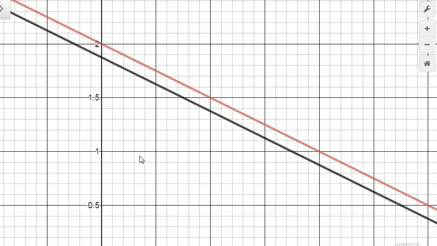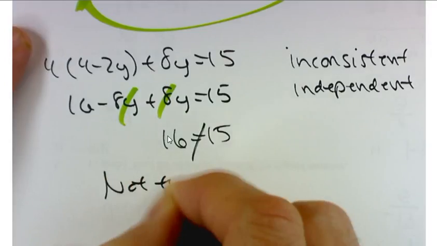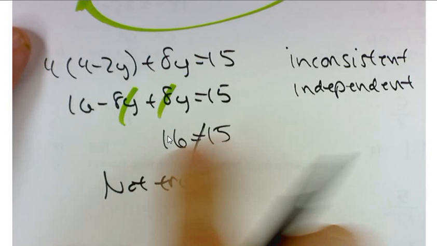You want to keep that in mind as you're working through some of these problems. From time to time, you're going to see stuff that, all right, there's no solution. And what you'll find is something like this happening: 16 equals 15 or 7 equals 5, whatever the case may be. You'll get a statement that's not true. All the variables have canceled out. You get a statement that's not true. That's telling you you've got an inconsistent, independent system of equations.